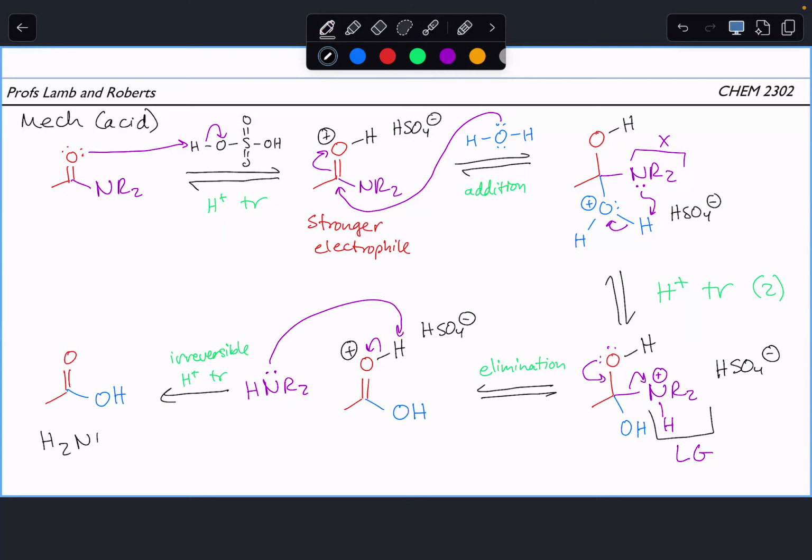our ammonium salt. So I drew these reversible arrows just to show you that all of these steps are technically reversible, but the overall process is irreversible because of this last step, right? Because the pKa difference between these is so large that it's not going to go back. So this last step is really what drives this reaction.